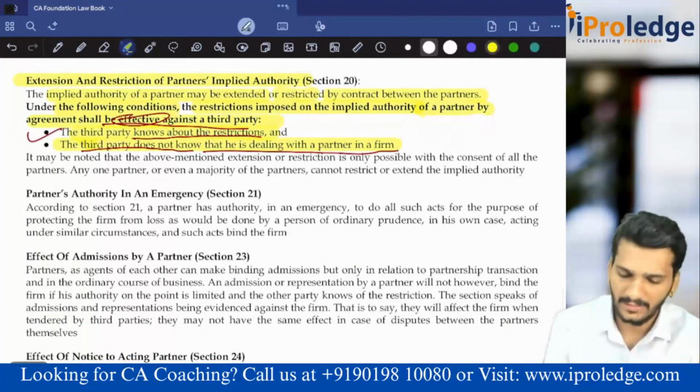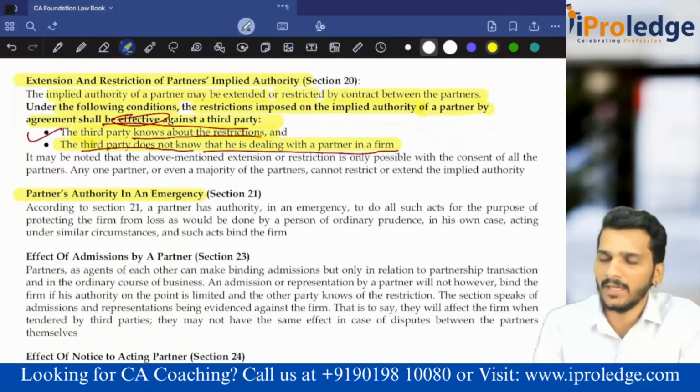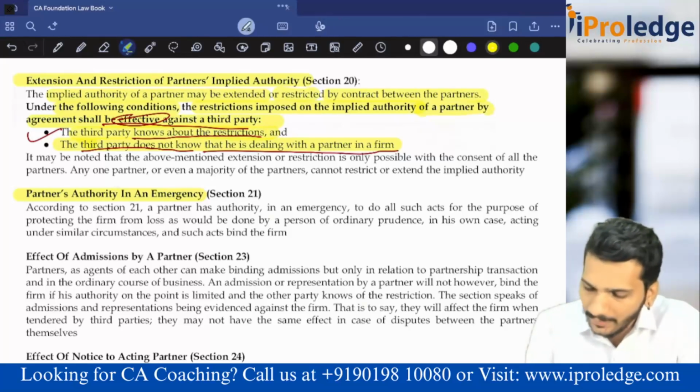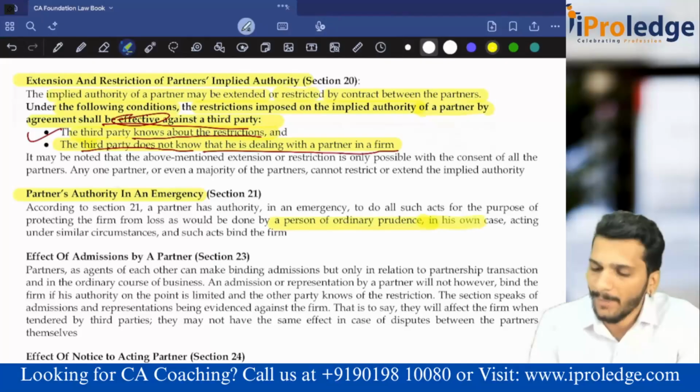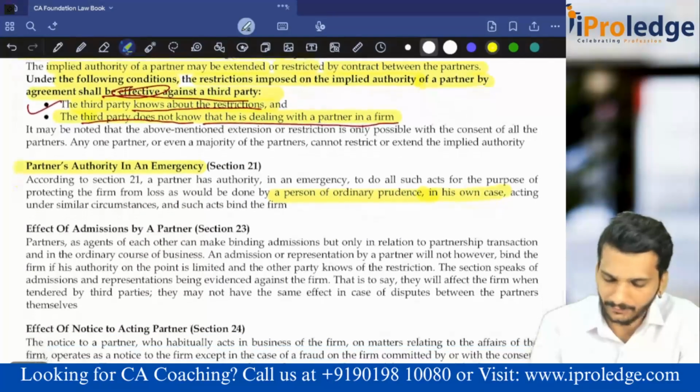And this we have been discussing for so long. Partner's authority in case of emergency: he can do anything for the purpose of protecting the firm from loss, but he should act as a person of ordinary prudence would. How would he act in his own case? The same activity should be done here also.